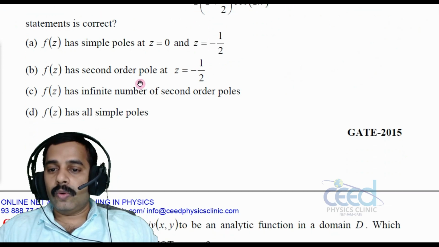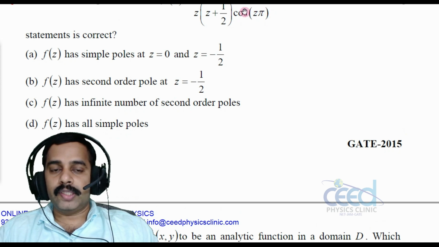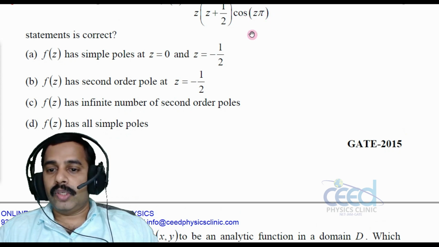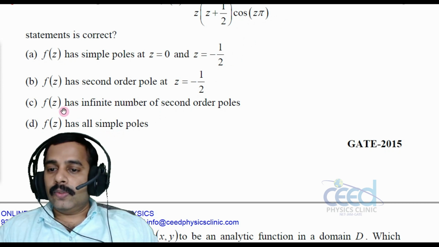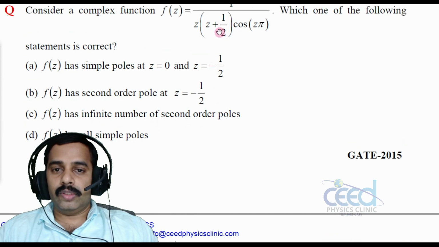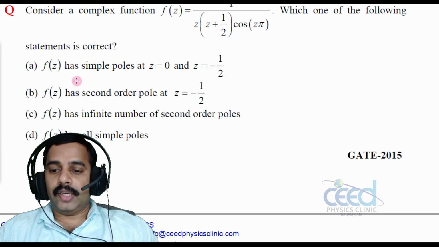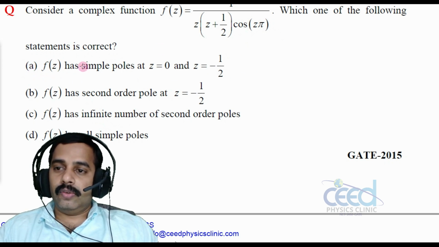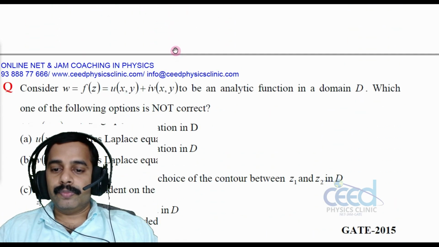And there is no option saying f of z has only simple poles. No, cos pi z corresponds to an infinite number of poles, right? So f of z has an infinite number of second order poles. No, this has single poles and this has an infinite number of poles. So the correct option matching is option A, right? All right. Now let us come to another problem.